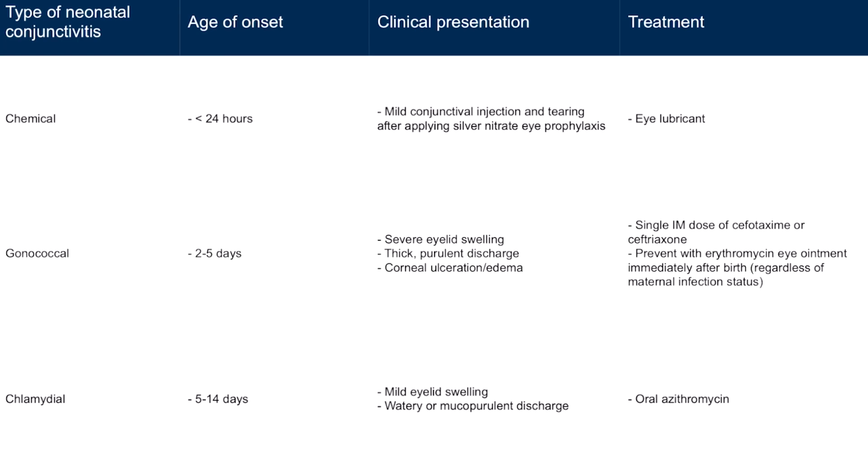Gonococcal conjunctivitis, on the other hand, usually appears within 2 to 5 days after birth. It's the most severe and dangerous form of neonatal conjunctivitis, manifesting with severe eyelid swelling, thick purulent discharge, and corneal ulceration and edema. Treatment of gonococcal conjunctivitis involves a single intramuscular dose of cefotaxime or ceftriaxone. One can prevent gonococcal conjunctivitis by applying erythromycin eye ointment to all newborns, regardless of maternal infection status, immediately after birth.